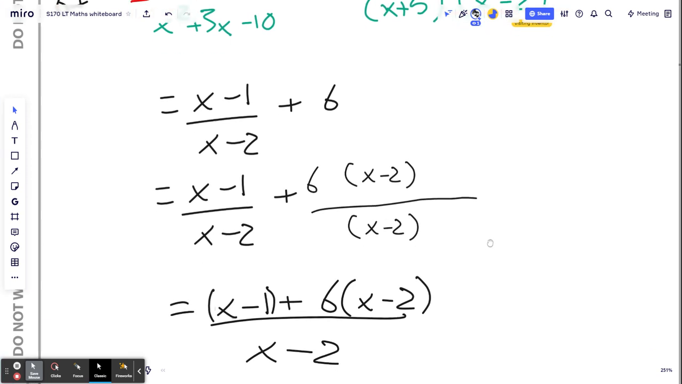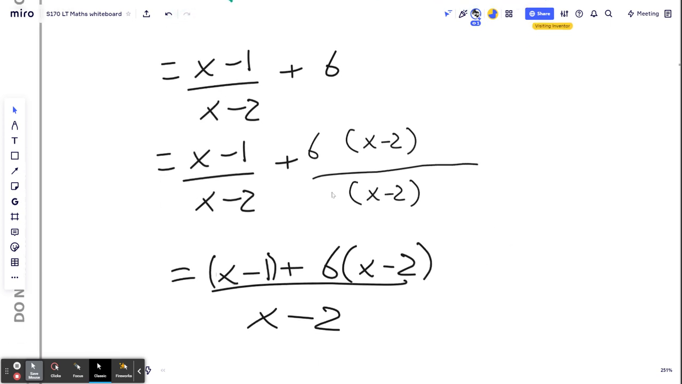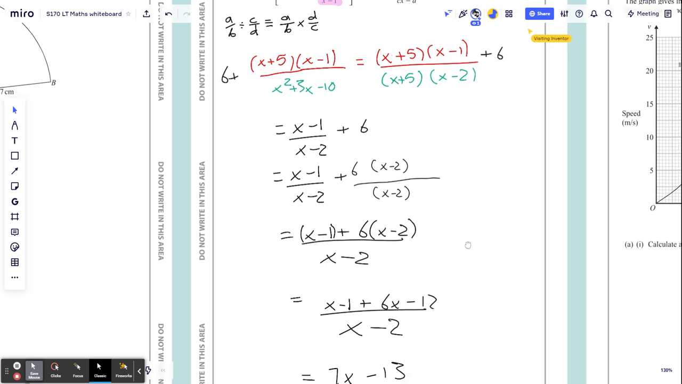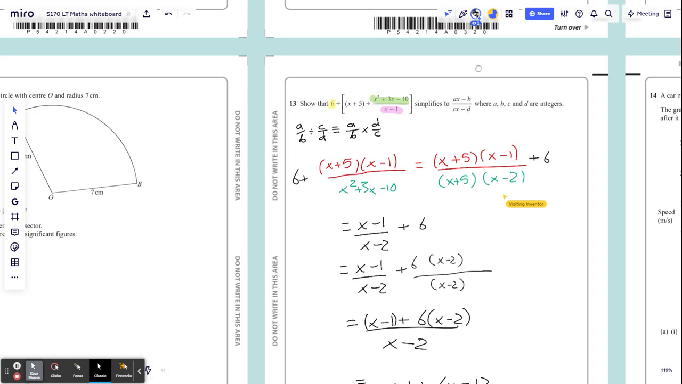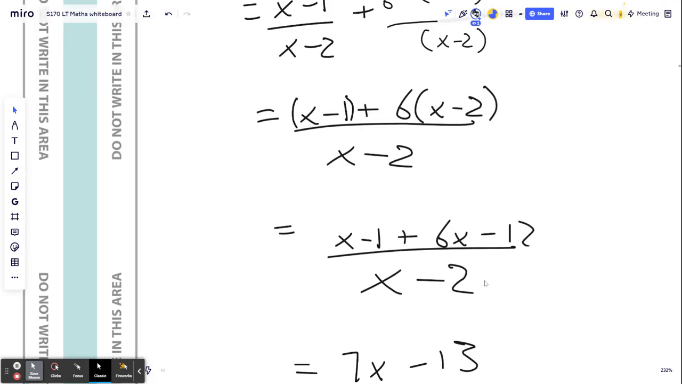Now, why do I do that? It's because I now have two fractions which I can add because they have the same denominator. So I added the tops of each one, put them together, both over x minus 2. At this point, we should be able to see light at the end of the tunnel because we've got two linear equations being added together. So we're going to get a linear equation at the top, which is what we want. Linear equation just means that x is not to the power of anything greater than 1. x is just to the power of 1.